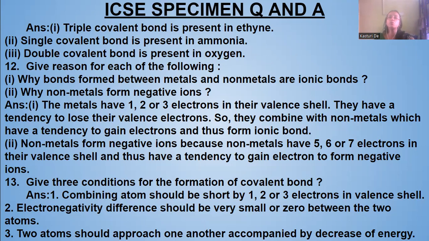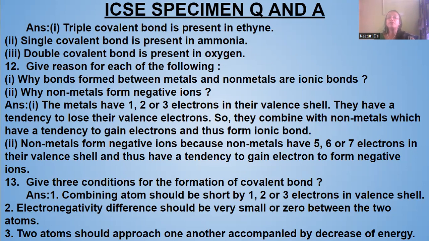Then our second question is, why do non-metals form negative ions? Because non-metals have 5, 6, or 7 electrons in their outermost shell. Therefore, they have a tendency to gain electrons to form negative ions. That's why they are negative.